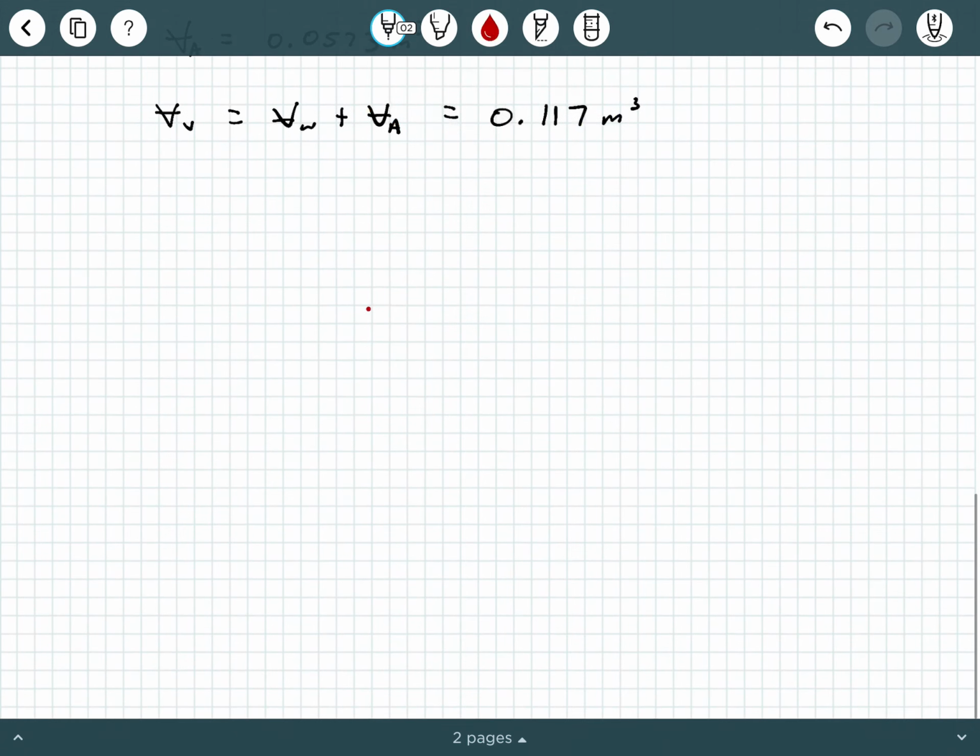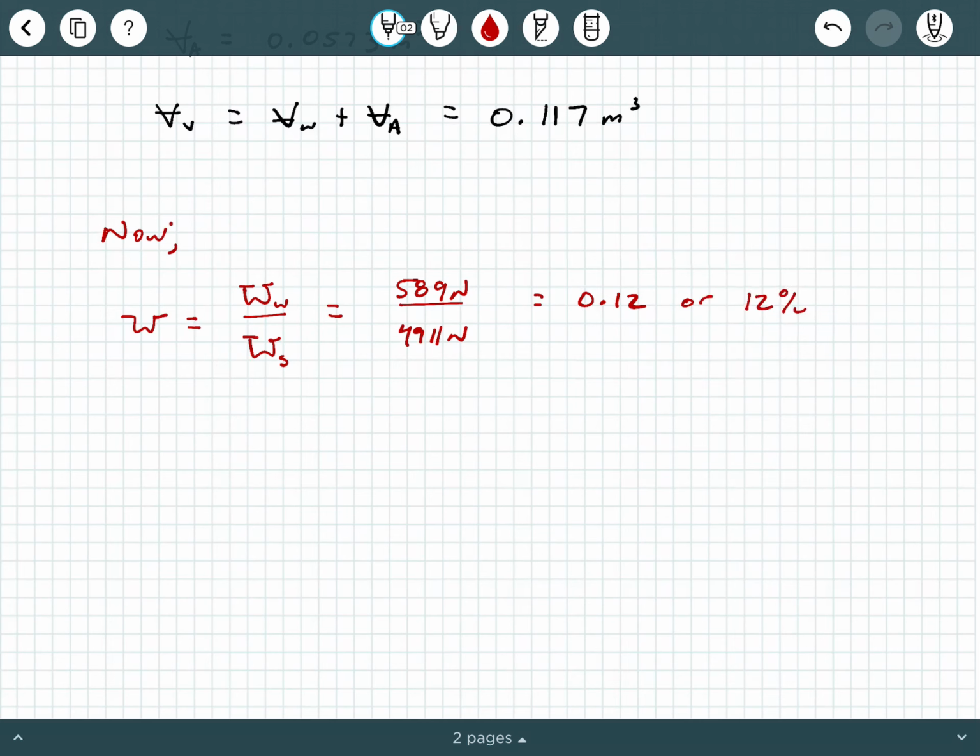So let's go ahead and get started with that now. We can say the moisture content is the weight of water over the weight of soil solids. So that would be 589 newtons divided by 4911 newtons. So 589 divided by 4911, and we get 0.12, or if you like a percentage, you can say 12% moisture content, all right?